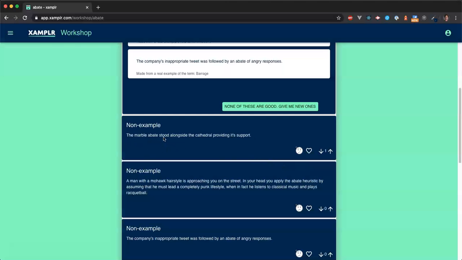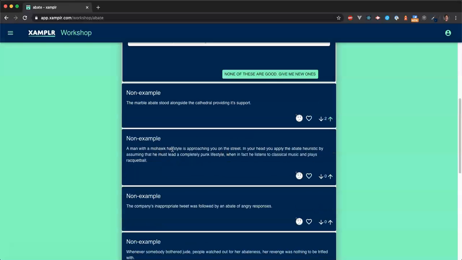The marble abate stood alongside the cathedral, providing its support. That's not an example of abate. That looks like a noun and abate is a verb. That's probably a good non-example.